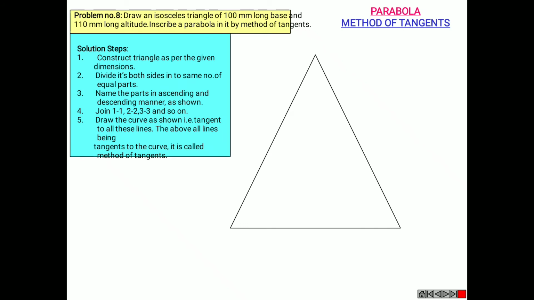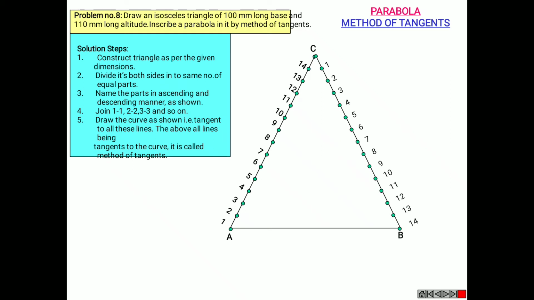So firstly we need to make an isosceles triangle with the given dimensions. On this left side, divide them into some equal number of parts. Similarly towards your right, and name them from A to C in the ascending order, and from B to C it is in the descending order. So similarly join from 1 to 1, 2 to 2, 3 to 3 and so on to 14 to 14.